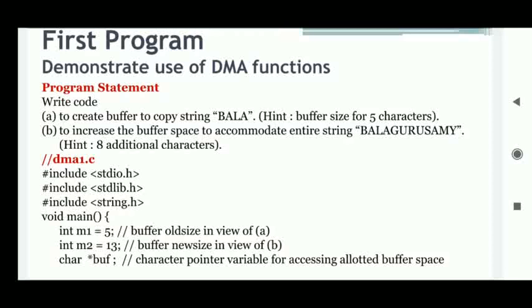So we are taking two variables, m1 and m2. m1 will have the size 5 and m2 will have the size 13. We will first use m1 to allocate 5 bytes of memory using malloc, and then we'll modify the same memory with 13 to store the longer string. This program demonstration I will show you in the Turbo C compiler. Okay, so let's go to that.